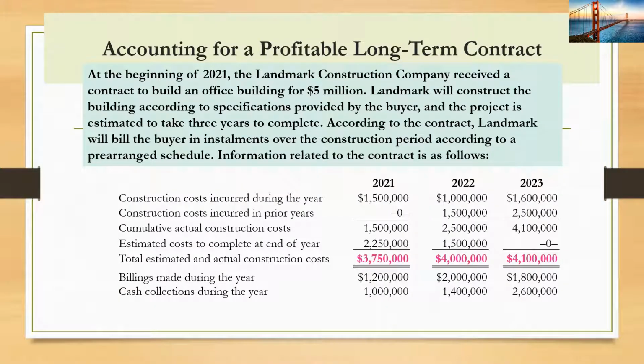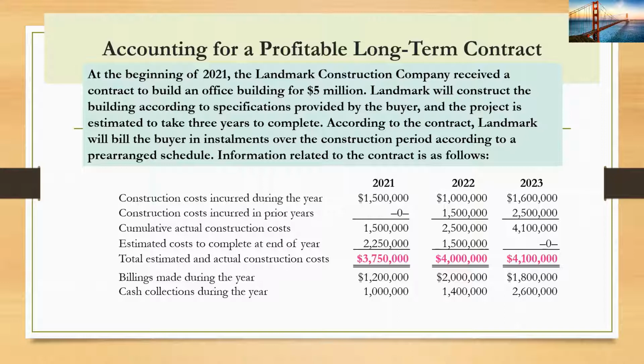To understand revenue recognition on a long-term construction contract, we're going to walk through this illustration. Here you see, at the beginning of 2021, the Landmark Construction Company received a contract to build an office building for $5 million. Landmark will construct the building according to the specification provided by the buyer, and the project is estimated to take 3 years to complete.